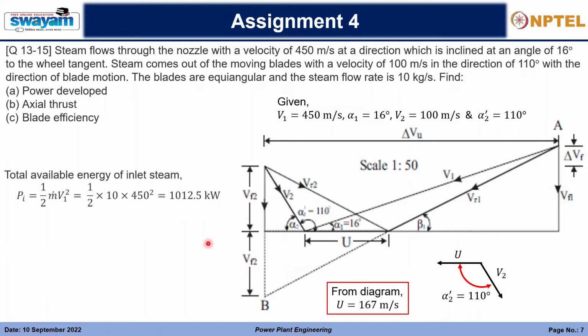The last part is to calculate the blade efficiency. For that we have to know the total energy which was with the steam at the inlet. So the total energy will be the kinetic energy of the steam at the inlet, that is half m v1 square, which will be equal to 1012.5 kilowatt. So this is the total available energy with the inlet steam, and out of that how much is utilized, we have already calculated it for the power developed case.